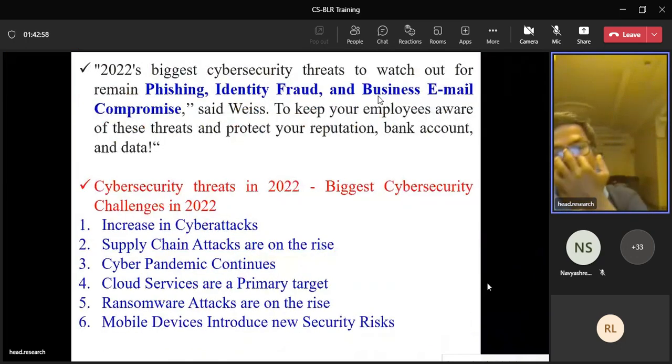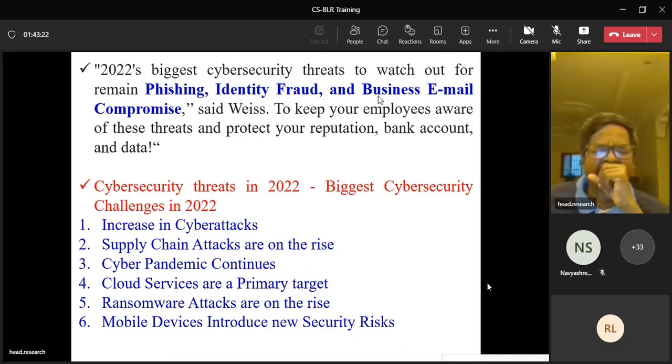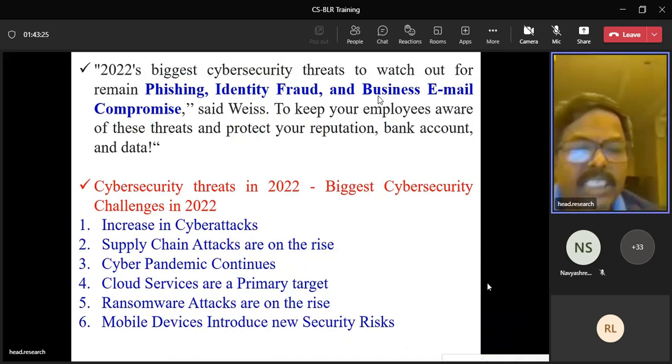2022 biggest cyber security threats to watch out for remain phishing, identity fraud and business email compromise. Keep your employees aware of these threats and protect your reputation, bank account and data. Cyber security threats in 2022, biggest cyber security challenges. In 2022, cyber attacks and supply chain attacks are on the rise, the cyber pandemic continues, cloud services are a primary target, ransomware attacks are on the rise, and mobile devices introduce new security risks.